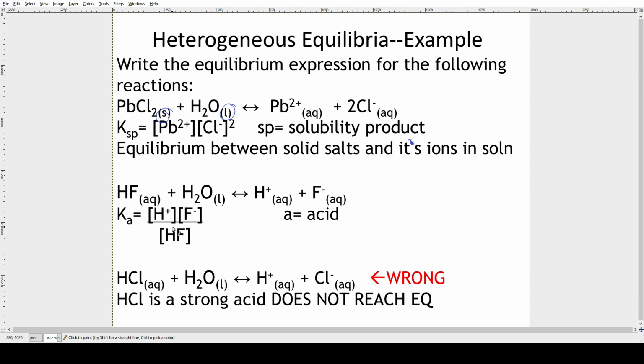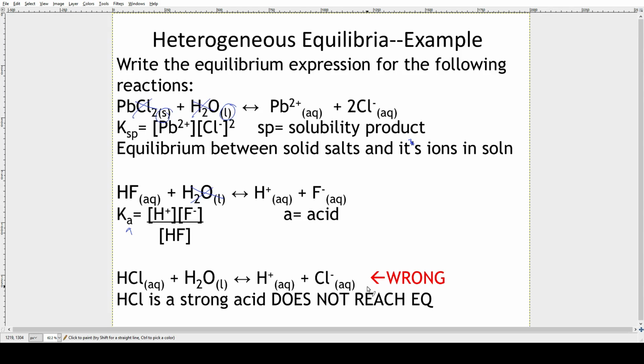Here's another example. We have hydrofluoric acid, water, hydrogen, and fluoride. And we have something called Ka. So again, exact same thing as before, except we're dealing with acids, so we'll just put an A on there so we know we're working with acids. Notice how water is left out because, hey, it's a liquid. Don't include it.